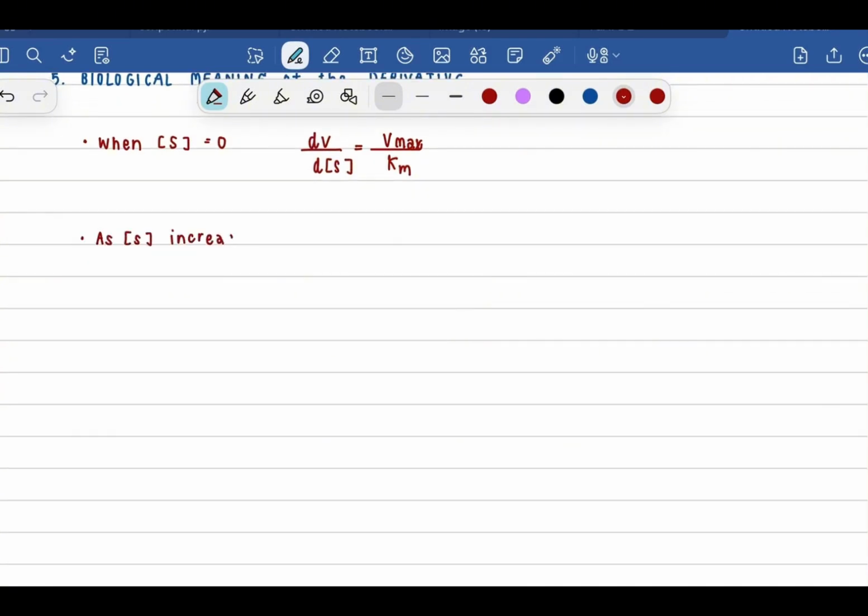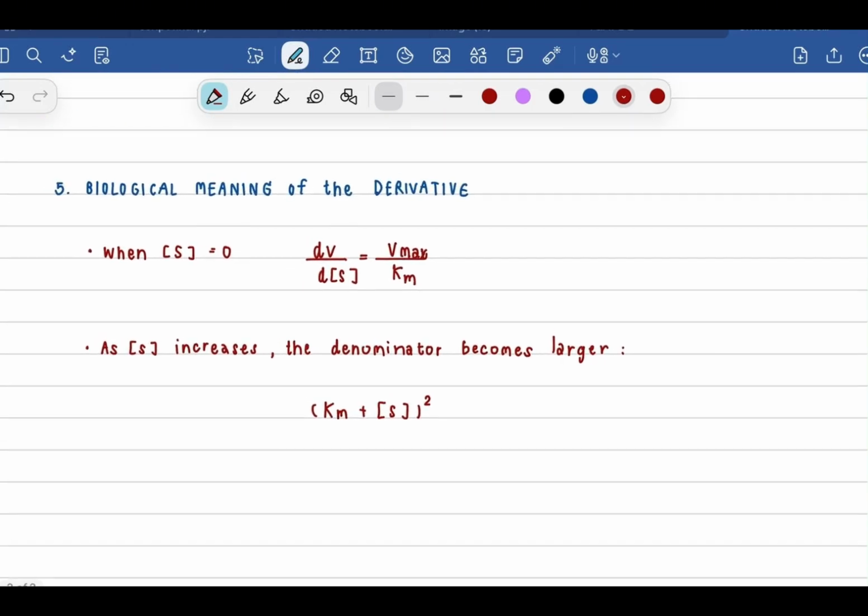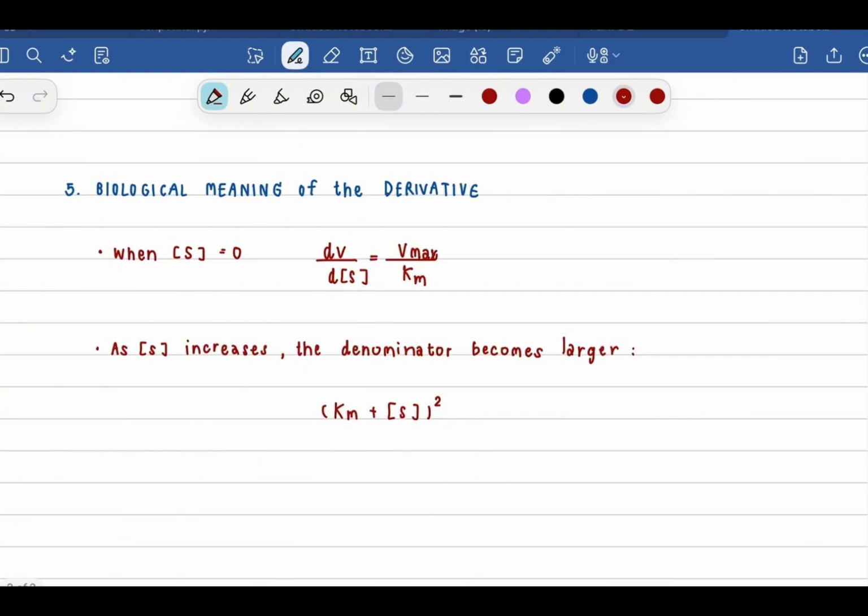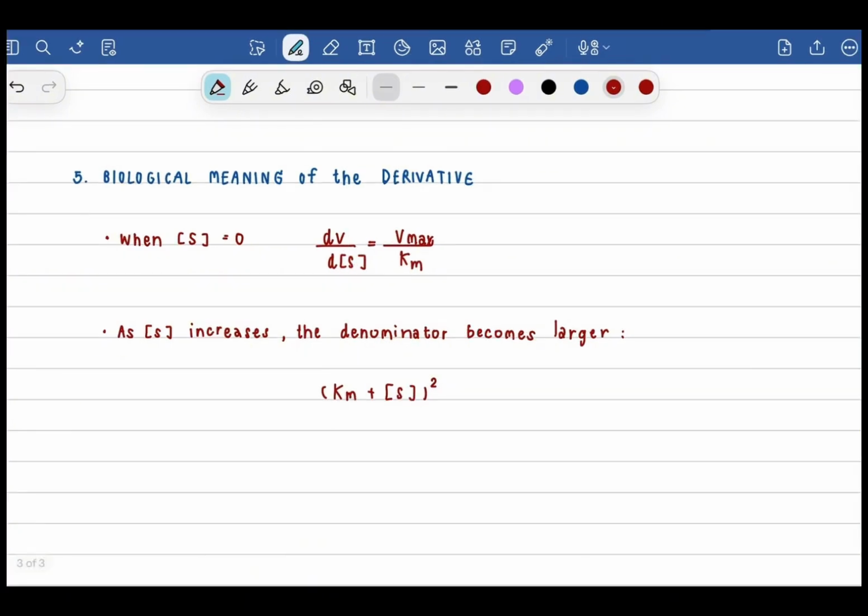And next, as S increases, the denominator becomes larger: (Km plus S) squared. So the derivative gets smaller. This means the enzyme becomes less sensitive. Adding more substrate gives a smaller effect. This makes sense biologically, because when the enzyme is near saturation, increasing substrate doesn't help much.